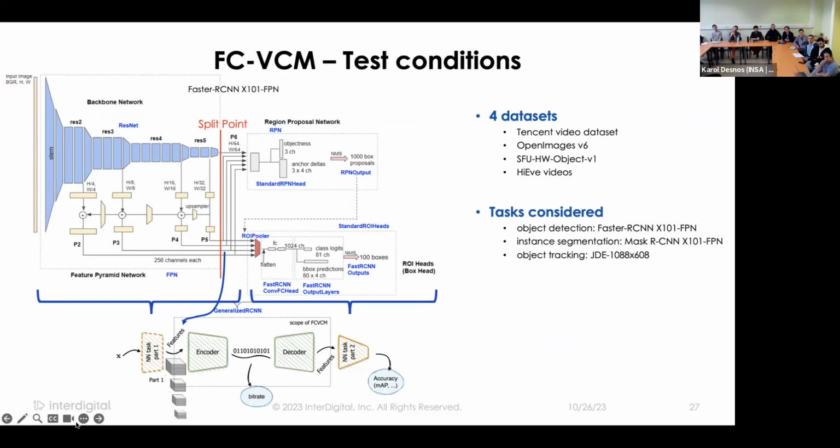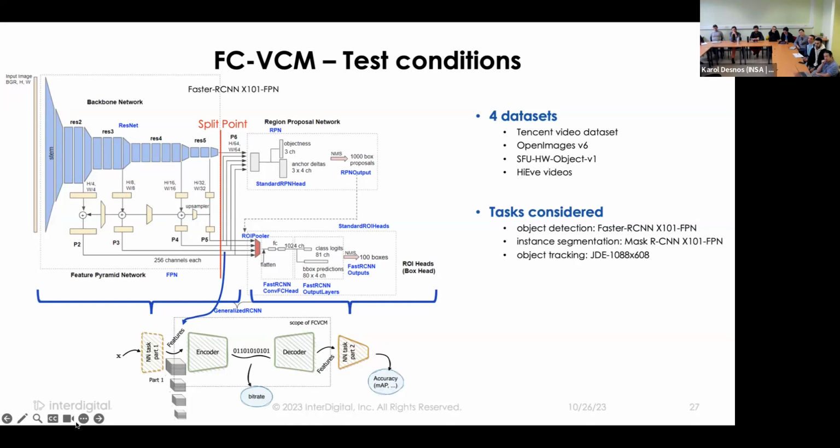This is for classification. This does object detection, object instance segmentation, and it's also the base. You know, object tracking is actually two parts. First there's object detection, and then you track along the things. For object detection, it's another one called JDE, and the base is YOLO version 3. But it's similar. It has three tensors to transmit instead of four.